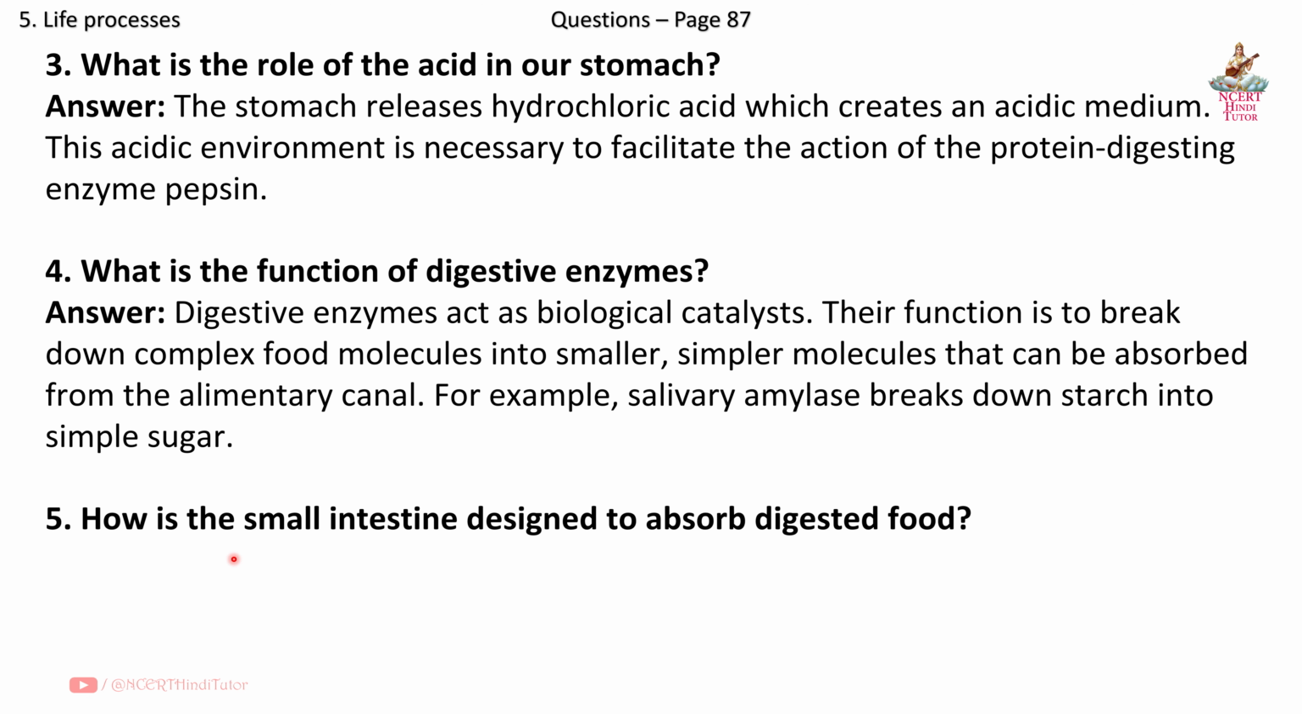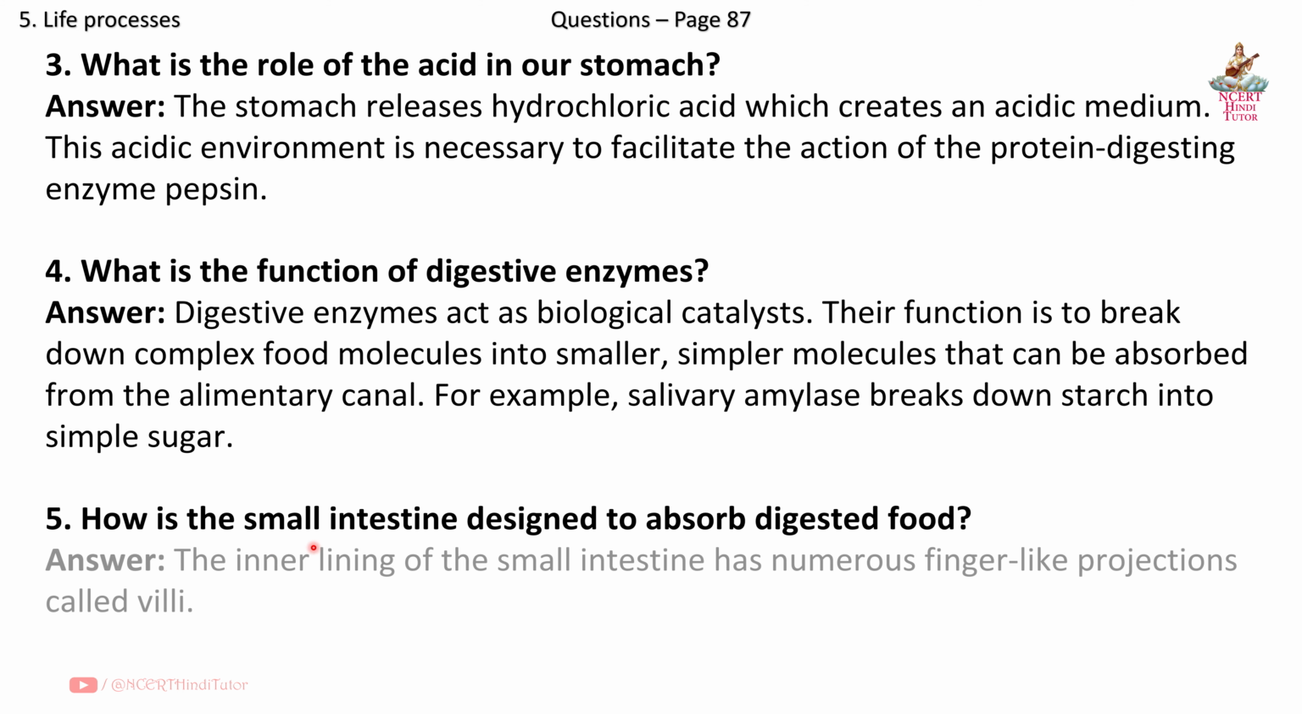Question 5. How is the small intestine designed to absorb digested food? Answer. The inner lining of the small intestine has numerous finger-like projections called villi. These villi increase the surface area for absorption. They are richly supplied with blood vessels that take the absorbed food to every cell in the body.